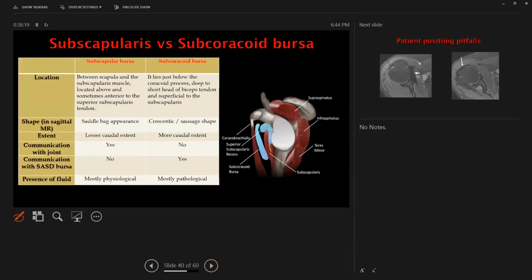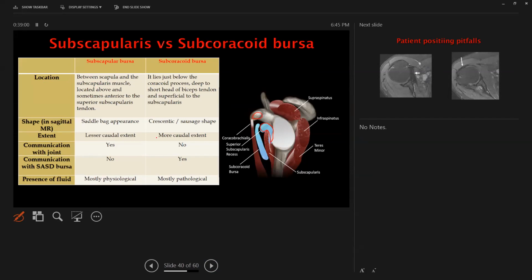I just made this picture again, and this diagram shows clearly the shape of the subscapularis bursa, showing the anatomy very well. And this is the coracoid process, and there is a sausage-shaped subcoracoid bursa. So the location is important. We already discussed that the subscapularis bursa is saddle-shaped and sitting on the top of the subscapularis. The subcoracoid is just below the coracoid, and it can extend more distally. The subscapularis one stops more proximally.